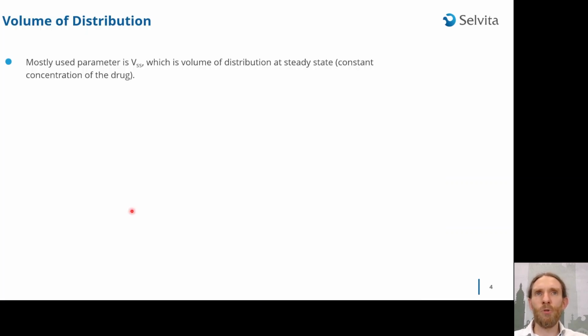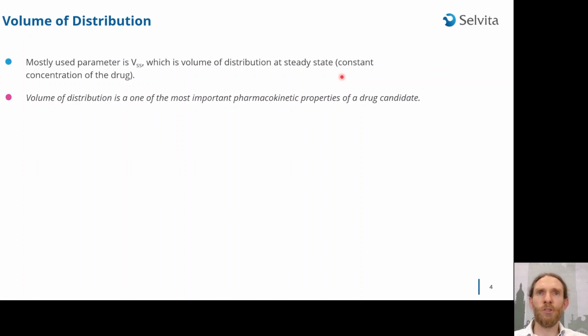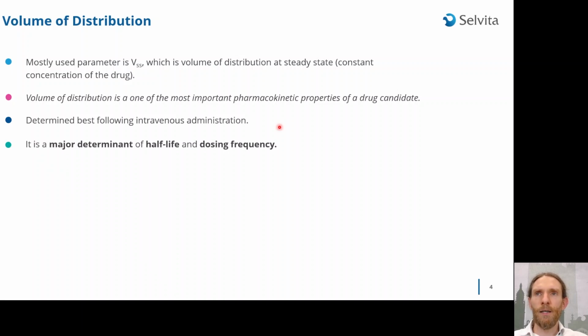So, volume of distribution at steady state is related to a situation where you have a constant concentration of the drug. This happens when a patient is taking pills or injections at regular intervals of time, which maintains the concentration of the drug at a constant level. Volume of distribution is one of the most important pharmacokinetic properties of a drug candidate. It is usually determined following intravenous administration, just to exclude all the complexity caused by absorption and the first pass effect.